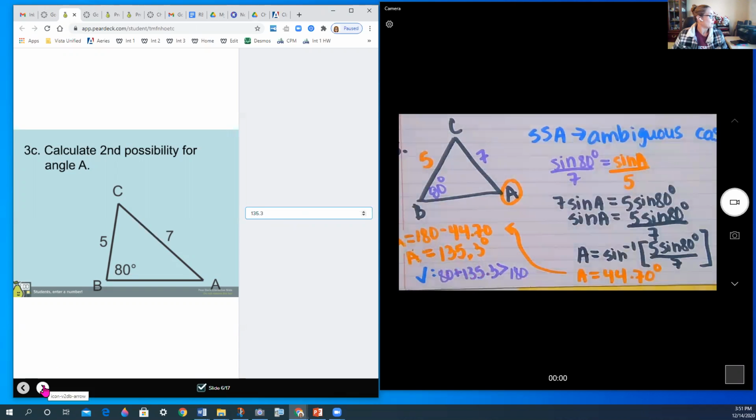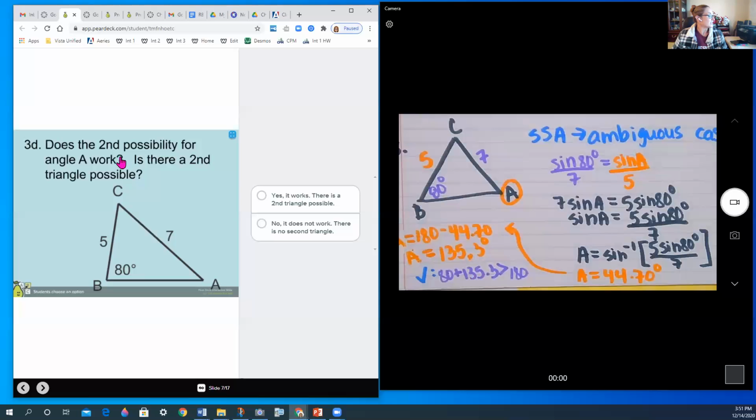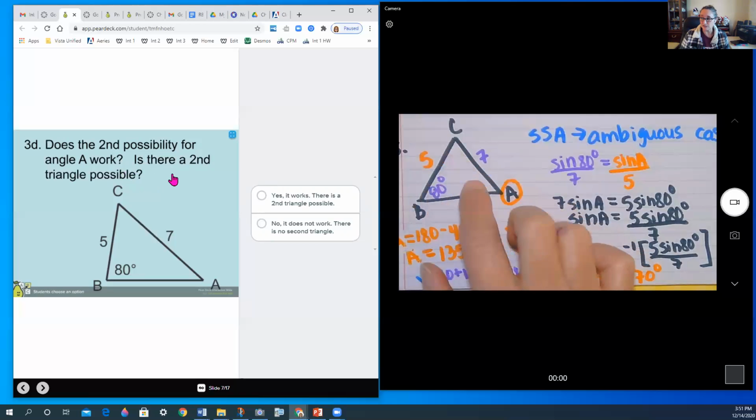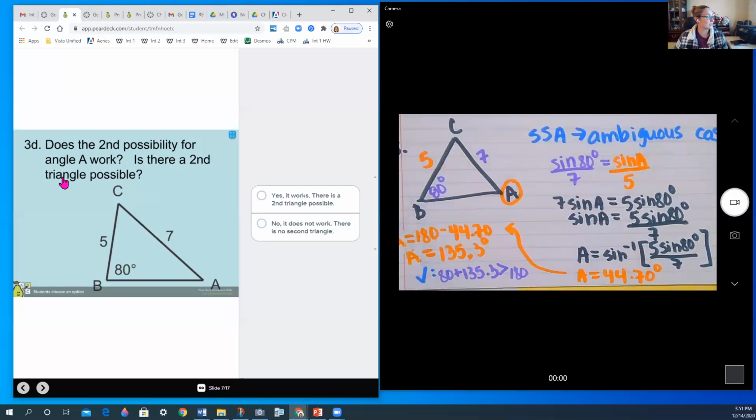Okay. Now when I go to the next one, it says, does the second possibility work for the second possibility for A? Is there a second triangle possible? So here, what I did was I took the 80 degrees, which is in the triangle. I took my new A, which is 135.3, and when I added these together, I am going to get more than 180. And I can't have that happen because I'm only dealing with two angles, and I'm already more than 180 in a triangle. So the answer to this is no, it does not work. There is no second triangle.